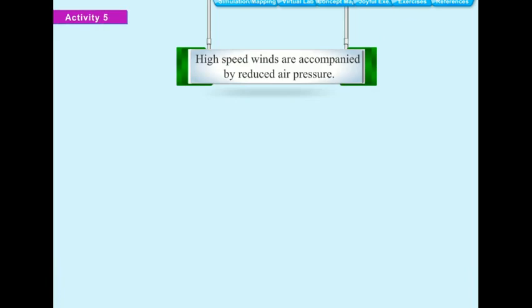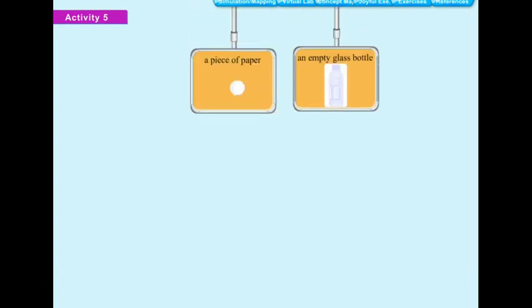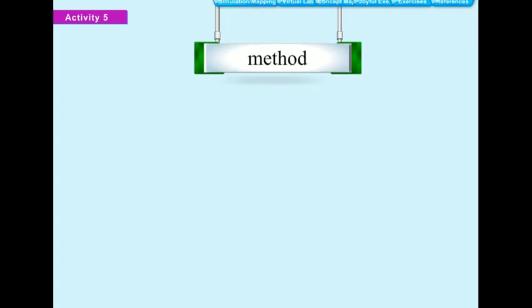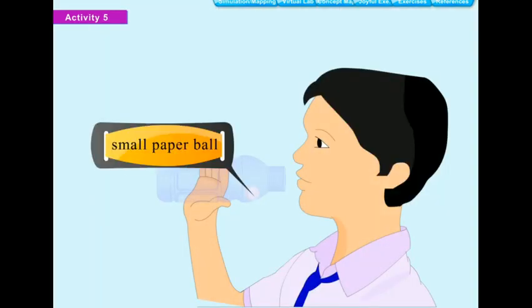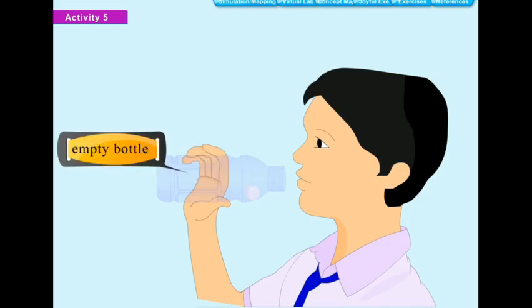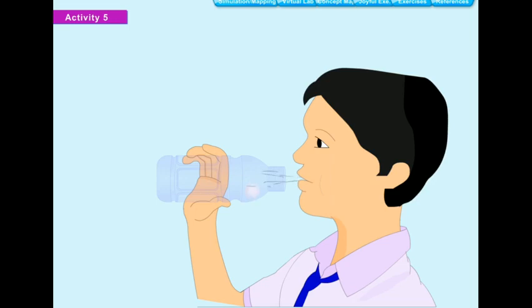Activity 5. High-speed winds are accompanied by reduced air pressure. Things needed: a piece of paper, an empty glass bottle. Method: We take a piece of paper and crumple it to make a small paper ball. We hold an empty glass bottle on its side horizontally and place the small paper ball in the neck of the bottle, just inside its mouth. We blow air into the bottle from our mouth to force the ball into the bottle. The paper ball does not go inside the bottle.